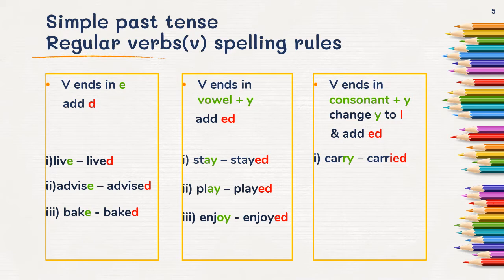So the example here, carry becomes carried. So R is a consonant, then Y. So we change these to I, E, D. Now let's look at the second example. Try becomes tried and study becomes studied, following the same rule.